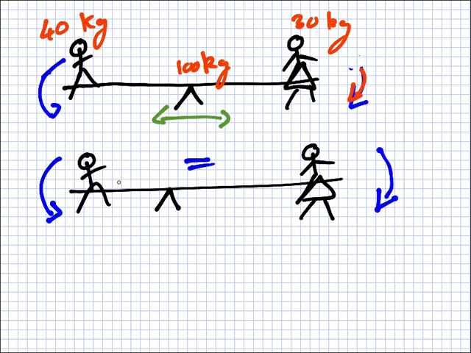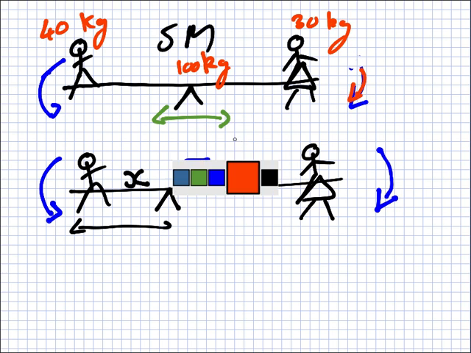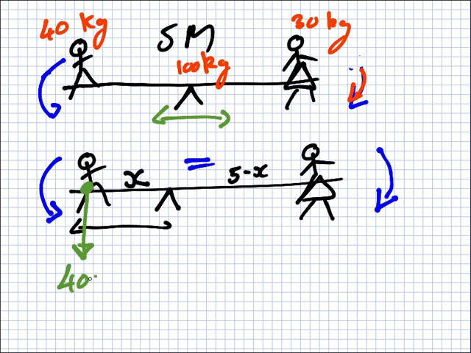So if this distance we call x from here to here, what will this distance be? It'll be 5 minus x, because in the question I said it's 5 meters, okay? His force is 40g. Her force is 30g.